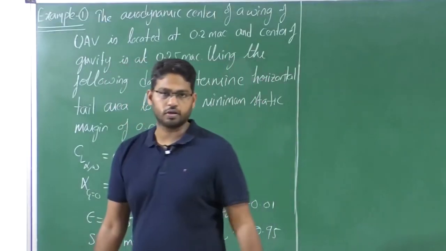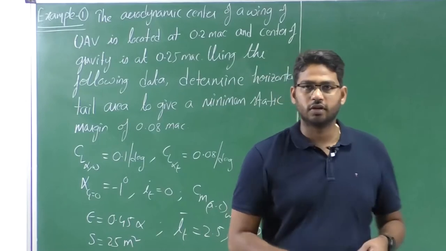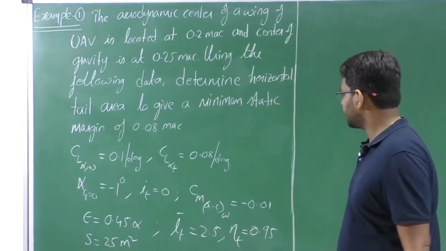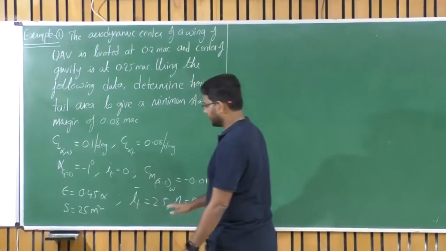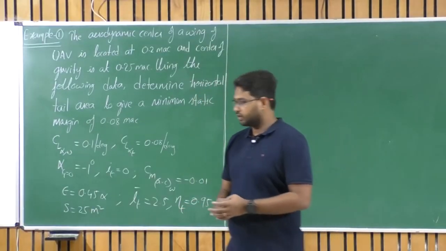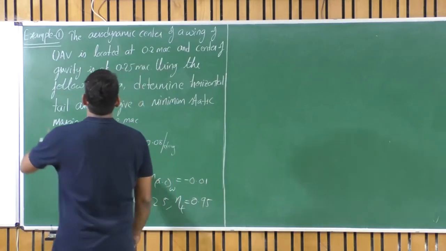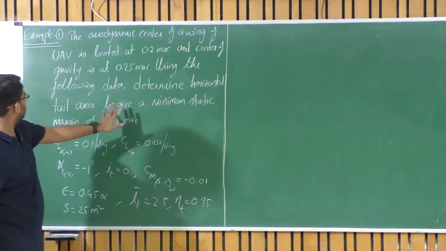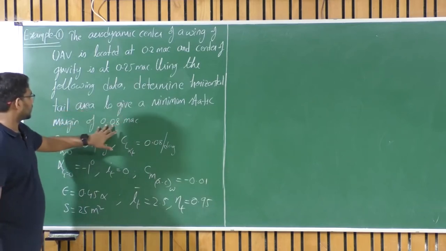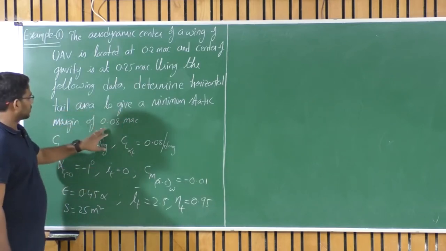Am I correct? So CM, what is CM? Minus CL naught of the wing. So for the wing, what we have is CL alpha. CL with alpha, we are talking about the wing aerofoil. That's visible from the CMAC of the wing. So it's a positively cambered aerofoil.